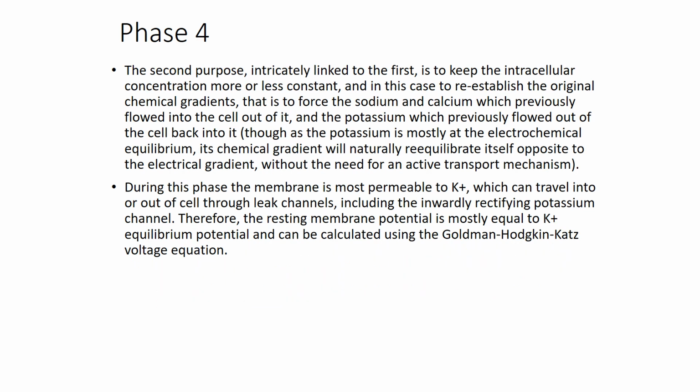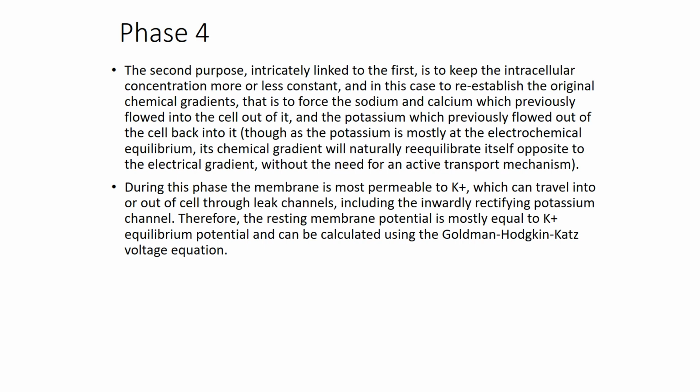The second purpose, intricately linked to the first, is to keep the intracellular concentration more or less constant, and in this case to re-establish the original chemical gradients, that is to force the sodium and calcium which previously flowed into the cell out of it, and the potassium which previously flowed out of the cell back into it, though as the potassium is mostly at the electrochemical equilibrium, its chemical gradient will naturally re-equilibrate itself opposite to the electrical gradient, without the need for an active transport mechanism.